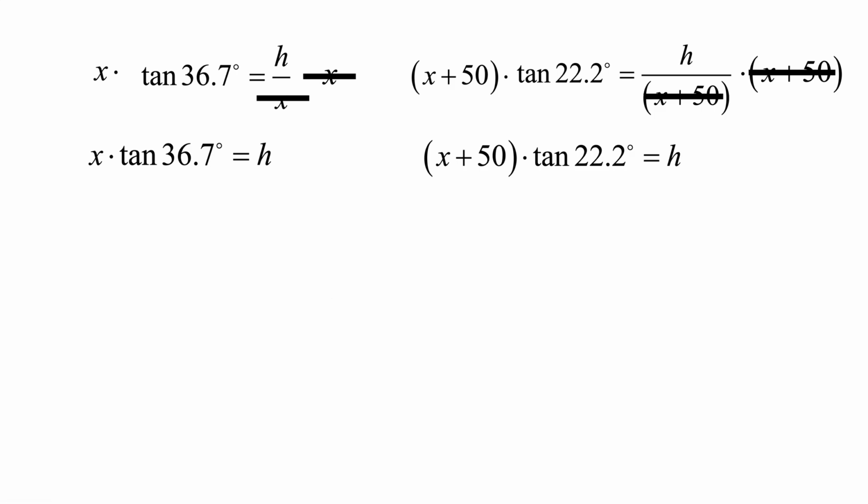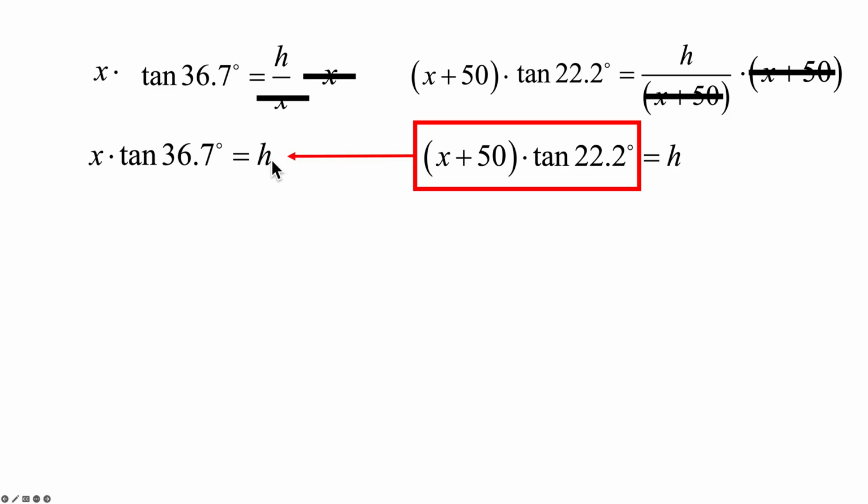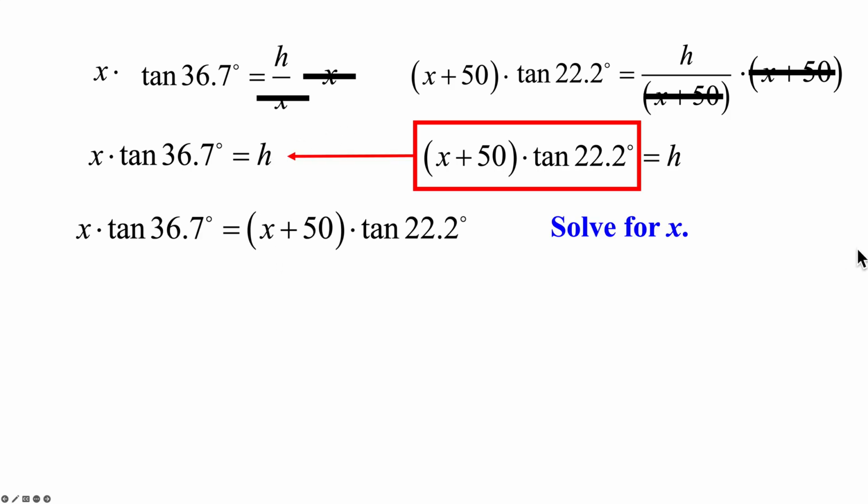Now, both equations are set equal to h. We're going to use that good old-fashioned substitution technique. I'm going to take one of these expressions that's equal to h and substitute it into the other h. So I'm going to go this way. And there's my equation. Now we have just one variable in there. We need to solve for x. Downside, x is on both sides of the equation, and even worse, it's inside parentheses. So we need to distribute this tangent of 22.2 degrees to both those terms.